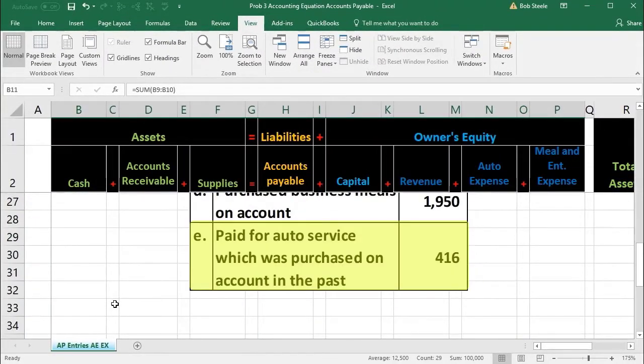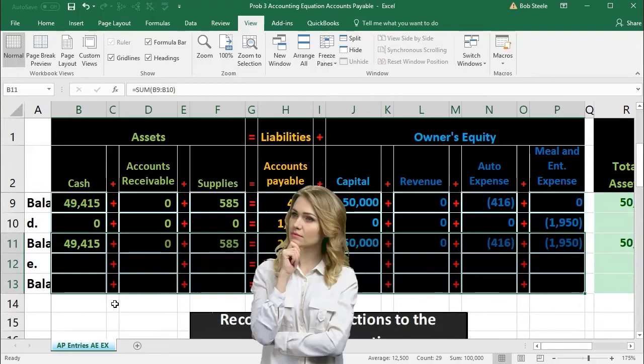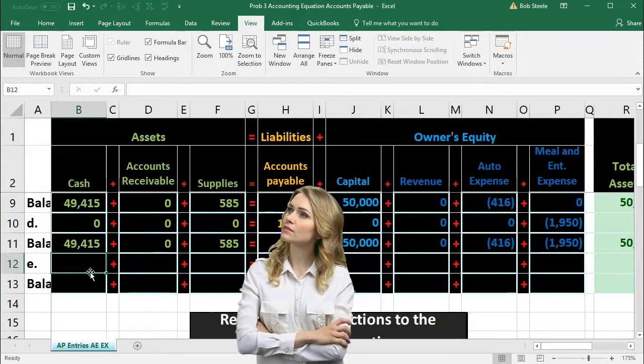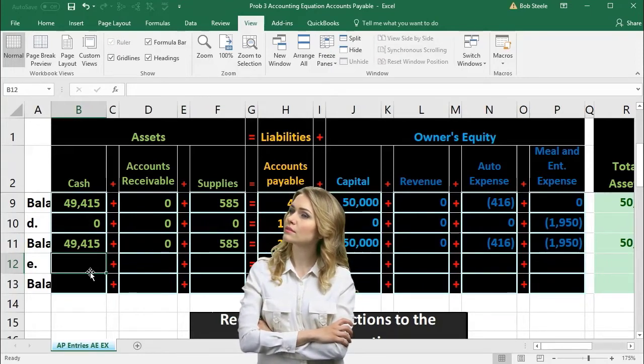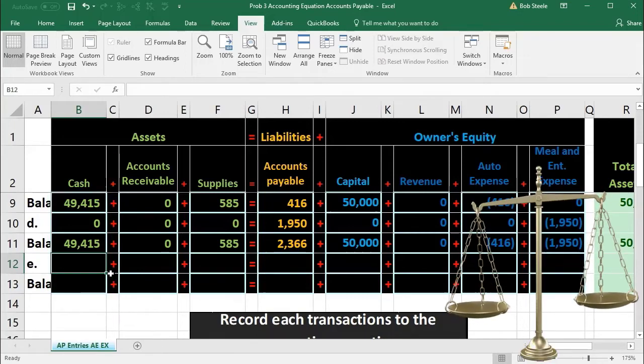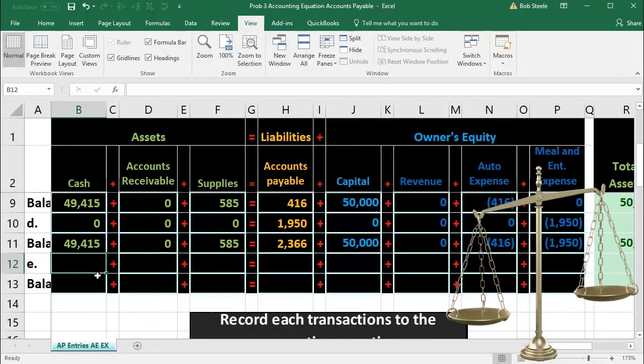paid for auto service which was purchased on account in the past. Okay, so we paid for auto service. So we're going to say, is cash affected? In this case we're going to say that cash is affected. Now note that we purchased something in the past on account, and therefore we might be tempted to think first about the accounts payable account rather than cash. But remember that it's far easier for us to know whether cash is going up or down, and it will then be easier for us to know whether accounts payable is going up or down. So we first recommend thinking about cash.